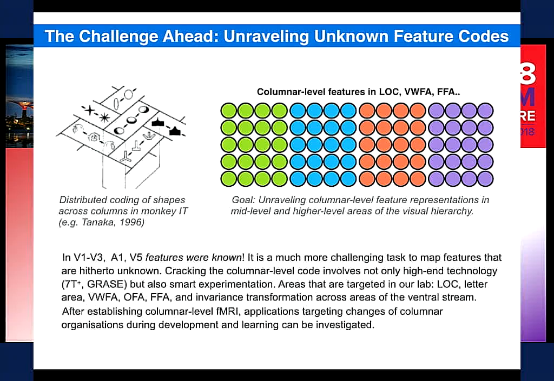But the point is, the real challenge is to unravel feature codes which are not known. So if we go, for example, to the face area, which we actually work on right now, we want to understand what the coding principles of features which build up faces are. Is it holistic? Are the feature parts of a face represented there? Is there spatial relation information? Then we can no longer go to the monkey and have the maps already done for this. We have to really develop new maps, and that's the challenge for the future.